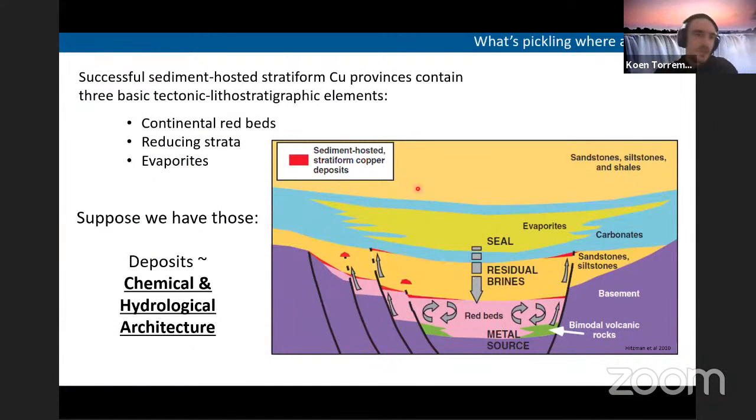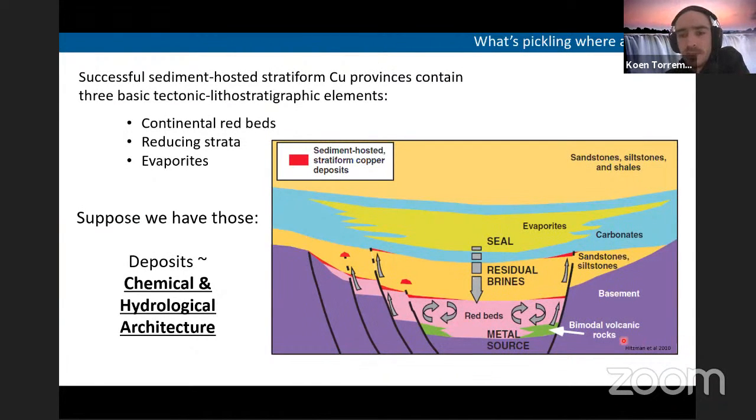So, Davy talked about this, and it's been published on what successful sediment-hosted stratiform copper provinces contain, and that is basically three basic tectonic and lithostratigraphic elements. It's continental red beds or permeable syn-rift sequences, reducing strata, and evaporites that provide a seal. And Davy basically touched upon all of those and different conceptual configurations in different parts of the Copperbelt.